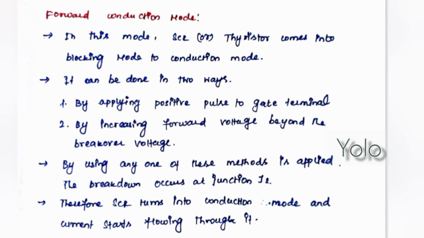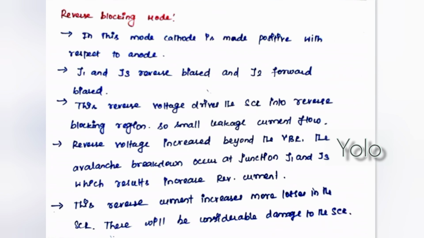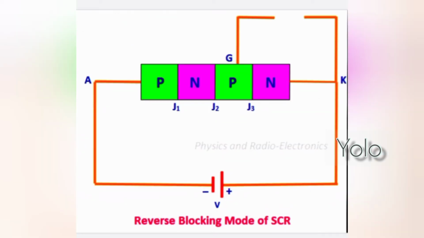Reverse blocking mode. In this mode, cathode is made positive with respect to anode. J1 and J3 are reverse biased and J2 is forward biased. This reverse voltage drives the SCR into the reverse blocking region. A small leakage current flows. If reverse voltage is increased beyond the breakover voltage, the avalanche breakdown occurs at junctions J1 and J3, which results in increased reverse current. This reverse current causes more losses.